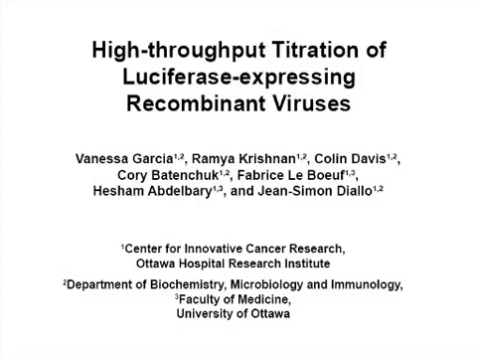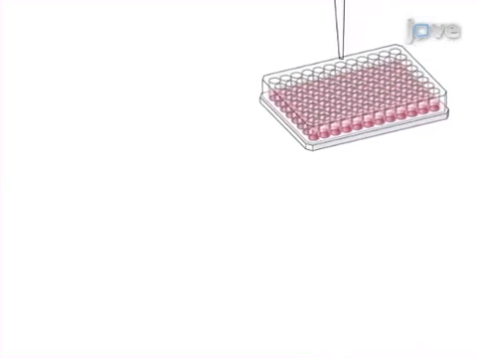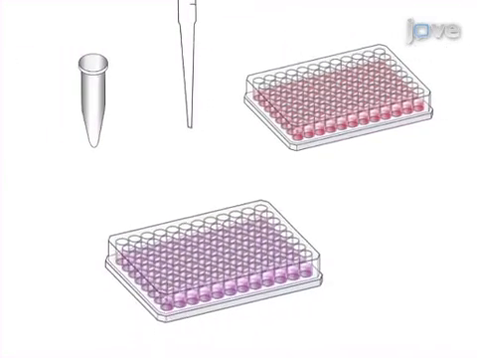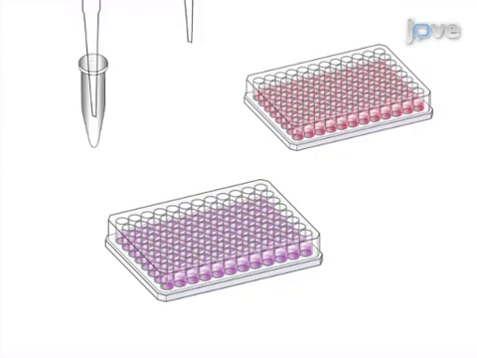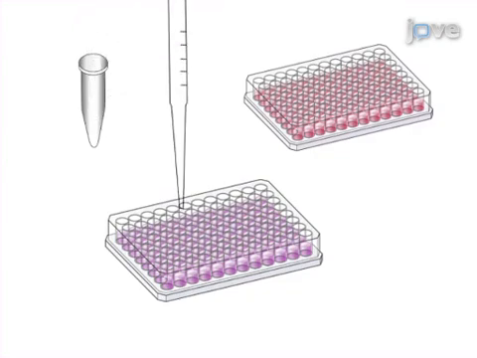The overall goal of the following experiment is to estimate viral titers of a luciferase-tagged virus using a high-throughput quantification method. This is achieved by transferring the supernatant of the samples to be titered, as well as a viral standard curve, onto a permissive cell line to allow for luciferase expression.